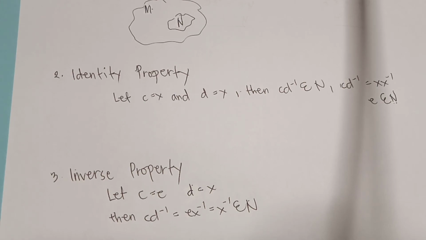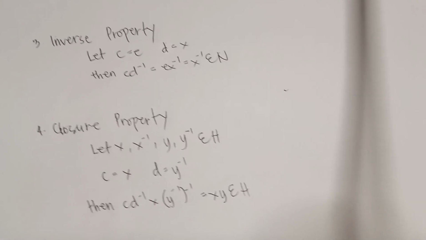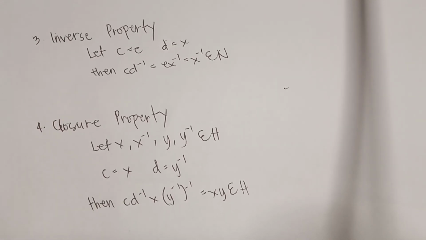And the last property we will be using is the closure property. We will let X and Y inverse be elements of N. Also, C is equal to X and D is equal to Y inverse. Then CD inverse, X multiplied by Y inverse raised to -1, is equal to XY, which is an element of N. Therefore, the inverse and closure properties are satisfied.